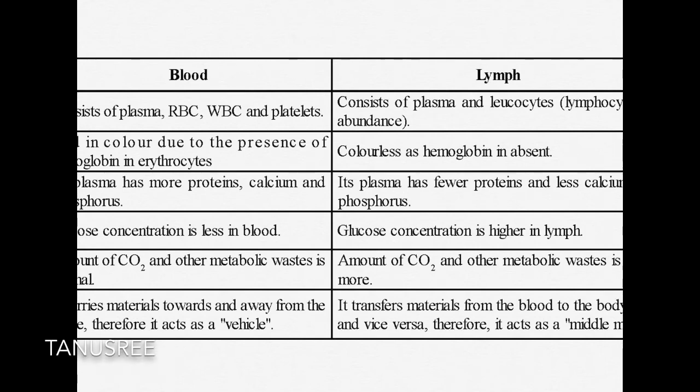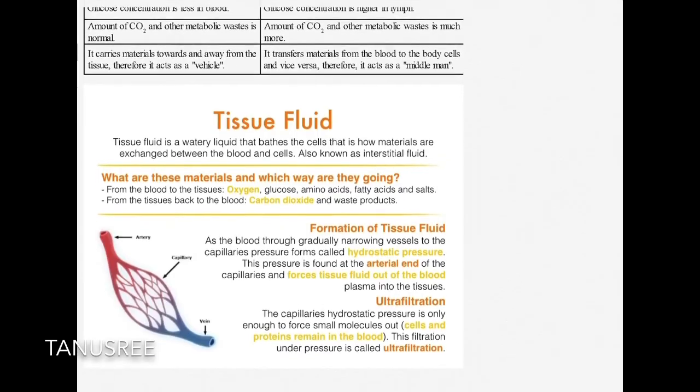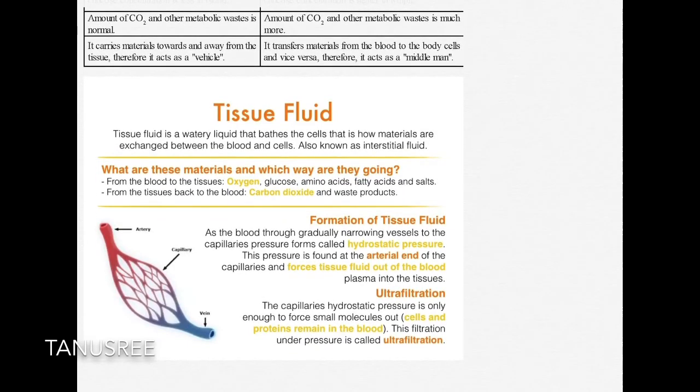And the blood acts as a vehicle by carrying materials towards and away from the tissues, whereas the lymph acts as the middleman because whatever cannot be emptied into the blood directly, it collects and then delivers into the blood circulatory system. The tissue fluid, as I have already mentioned, is a watery fluid that is present around the cells. It is helping in the exchange of materials between the blood and the cells. Another term for tissue fluid is interstitial fluid.